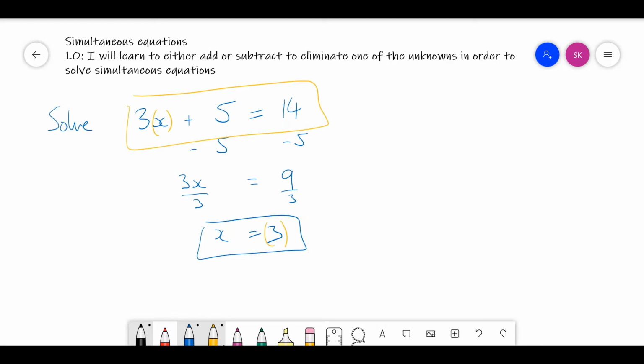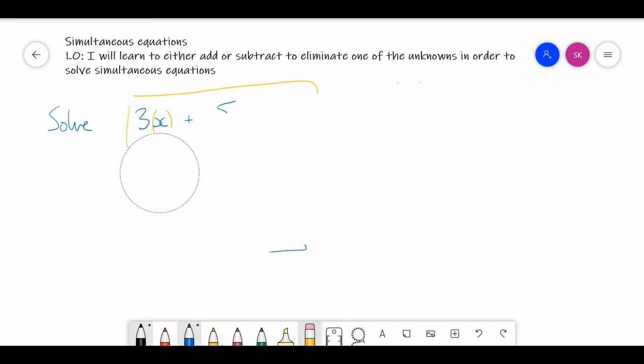So let's just check. We do 3 brackets 3 plus 5 equals 14. 9 plus 5 equals 14. 14 equals 14. You know that's right. That is the unique solution to that equation. That's all basic revision from like year 8 maybe. We've been doing that for years.